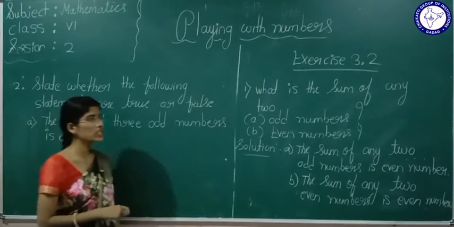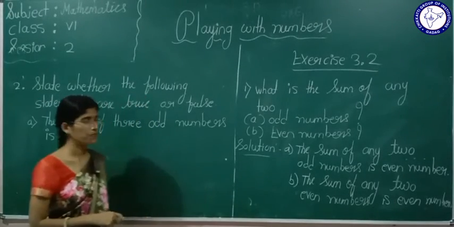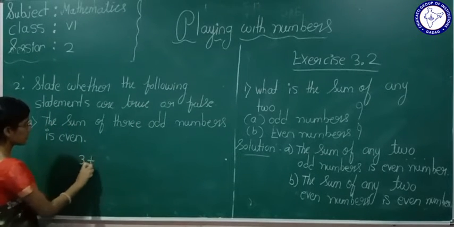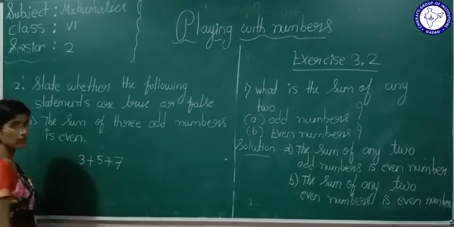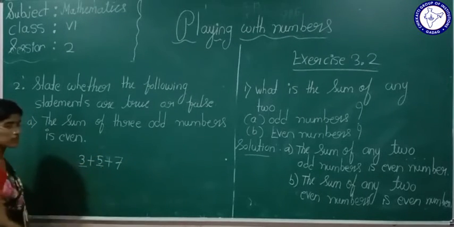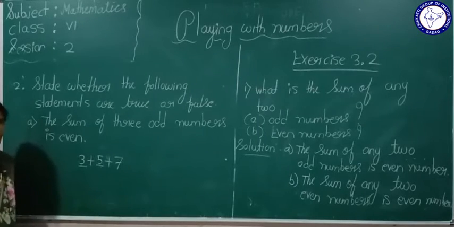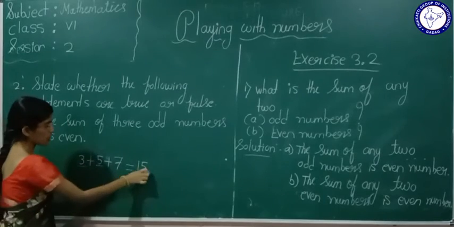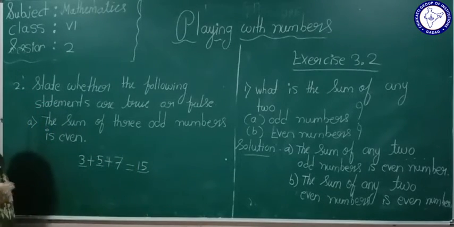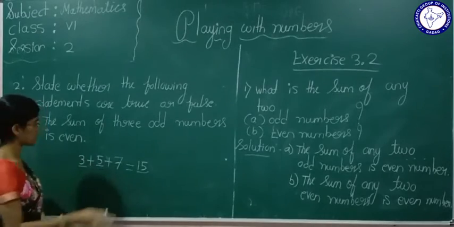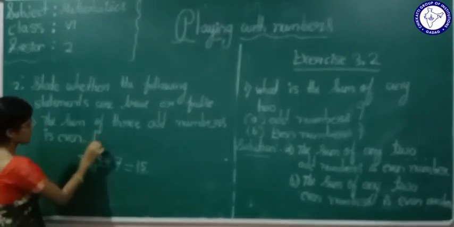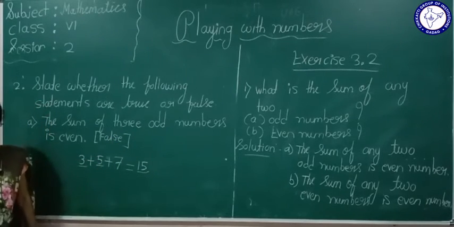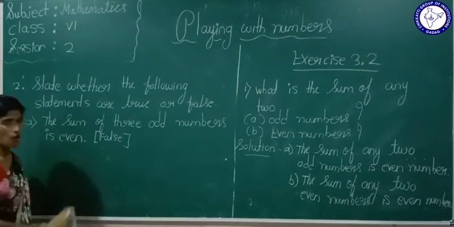Odd numbers are those which are not the multiples of 2. I will take here three odd numbers: 3, 5, 7. Now add these. 5 plus 3 is 8. 8 plus 7 is 15. Is this 15 an even number? No. This is an odd number, right? What we can tell is that the sum of three odd numbers is odd only. So this statement is false. The sum of three odd numbers is odd.